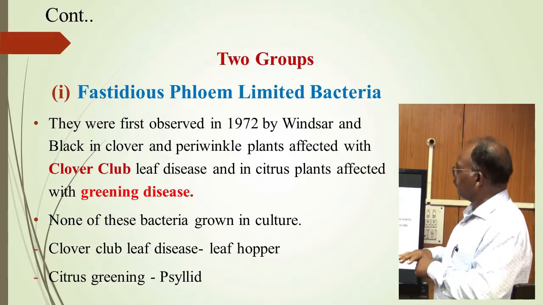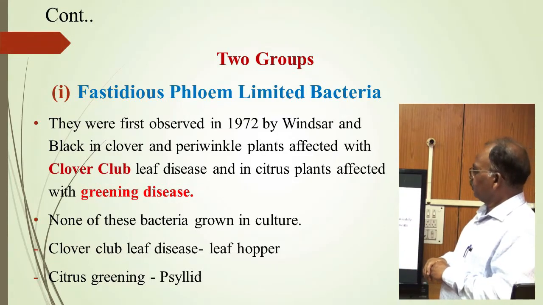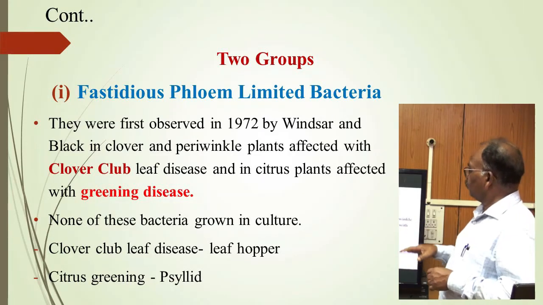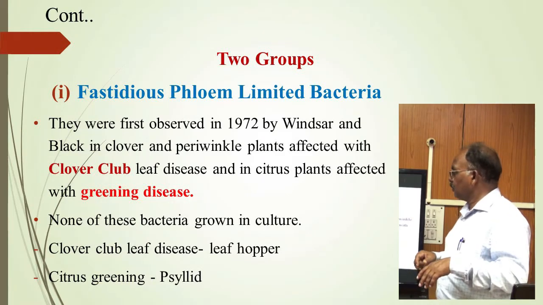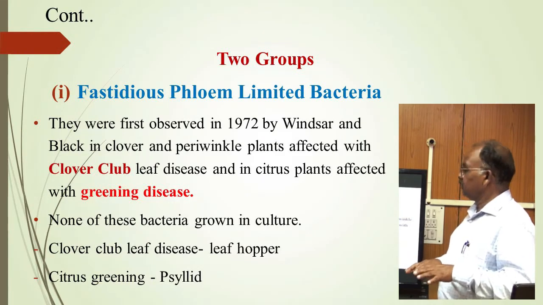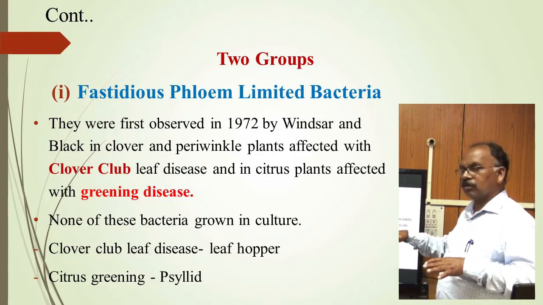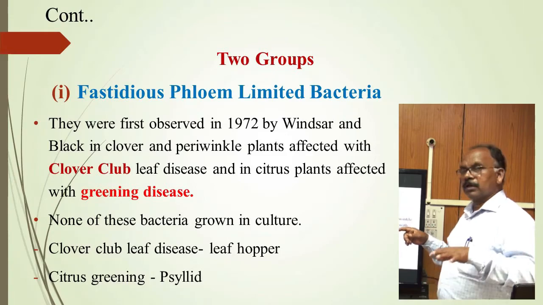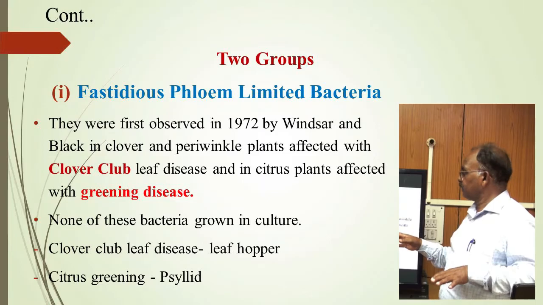These bacteria are classified into two groups. The first is fastidious phloem-limited bacteria. They were first observed in 1972 by Windsor and Black in clover and periwinkle plants affected with clover club leaf disease, and in citrus plants affected with citrus greening disease. None of these bacteria can be grown in culture. Clover club leaf disease is transmitted by leafhopper, and citrus greening is transmitted by psyllid.